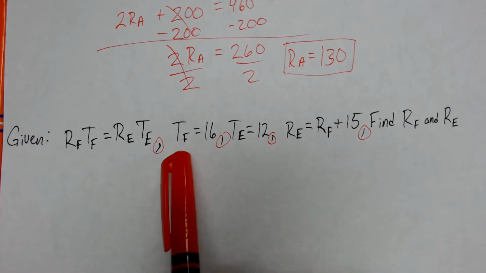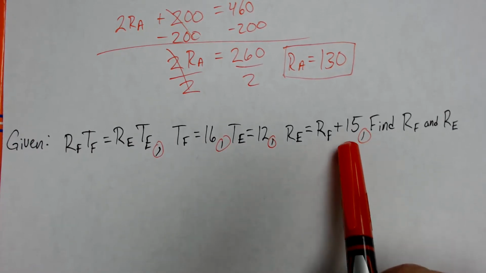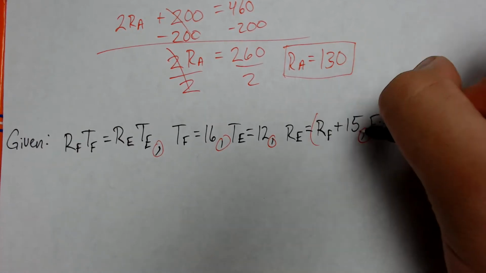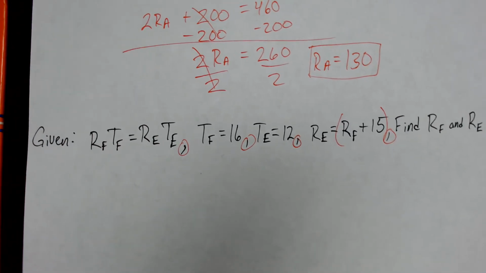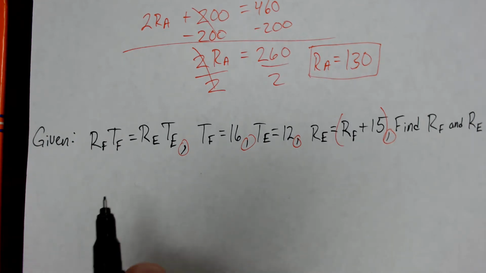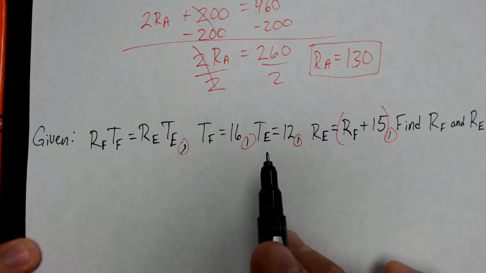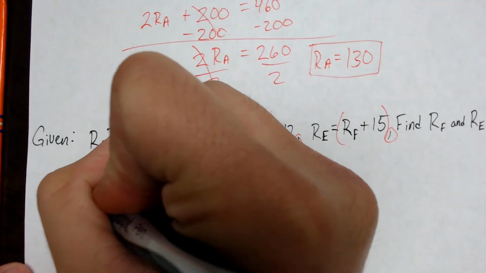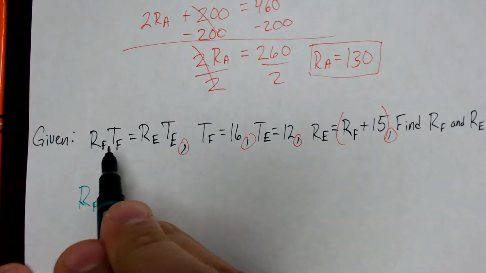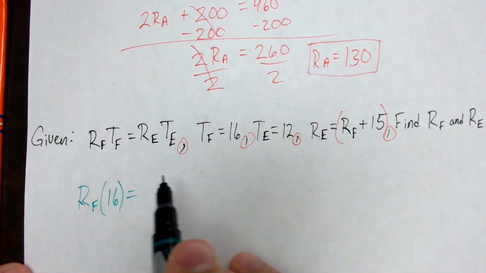I know that time of F is equal to 16, time of E is equal to 12, and rate of E is equal to rate of F plus 15. So this one is going to have to get substituted in parentheses. And then I'm just going to do the same thing I did above. I'm going to substitute everything into that first equation and then solve for the unknown. Let's substitute in green. I don't have any equations that are solved for rate of F, so rate of F will stay the same. Instead of writing time of F, I'm going to put 16. So rate of F times 16 equals rate of E.